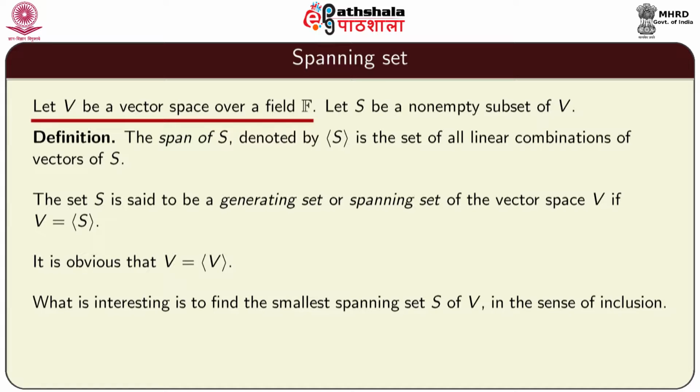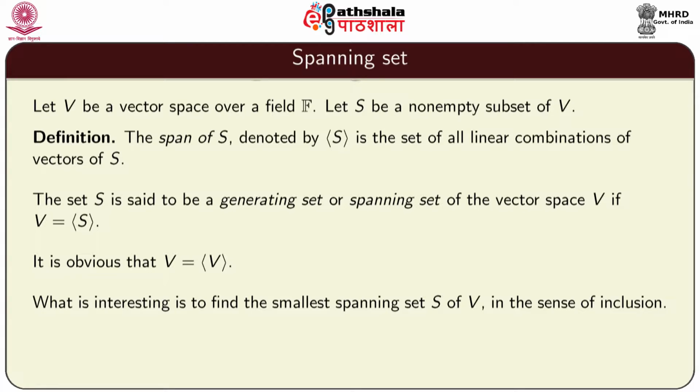Let V be a vector space over a field F and S a non-empty subset of V. Let us define what is called the span of S. Usually we use that particular symbol to denote span, which is nothing but the set of all linear combinations of vectors of S.